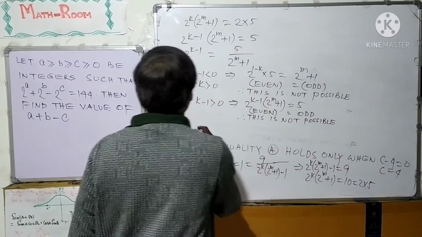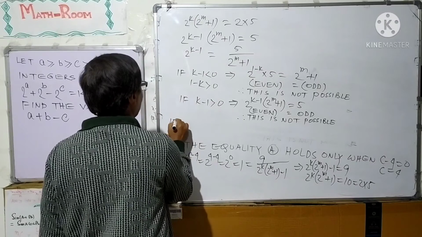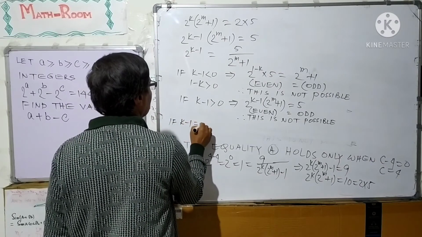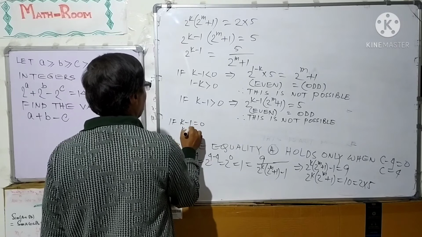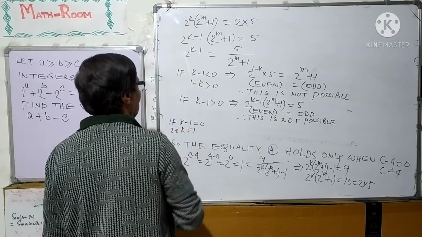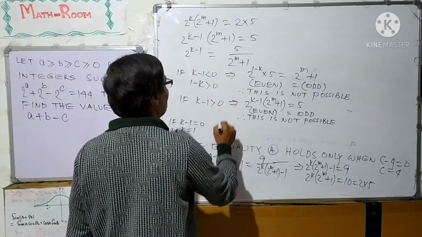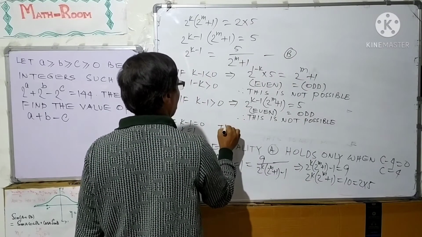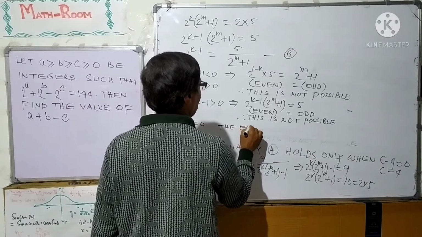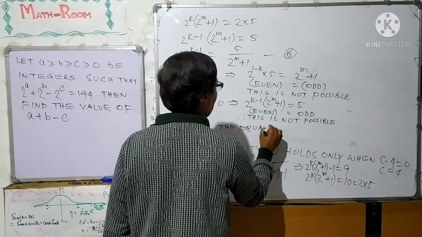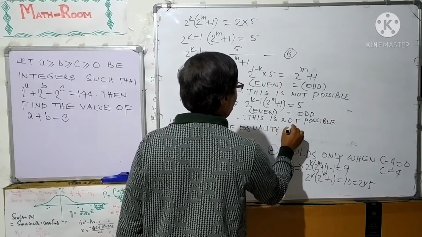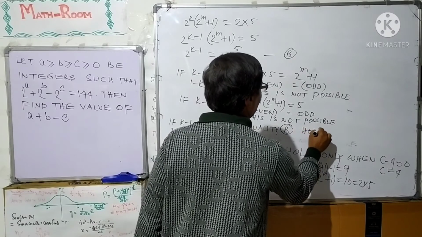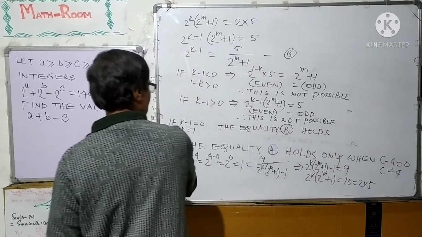So, if k minus 1 equal to 0, that is k equal to 1, the equality holds. Equality B holds.